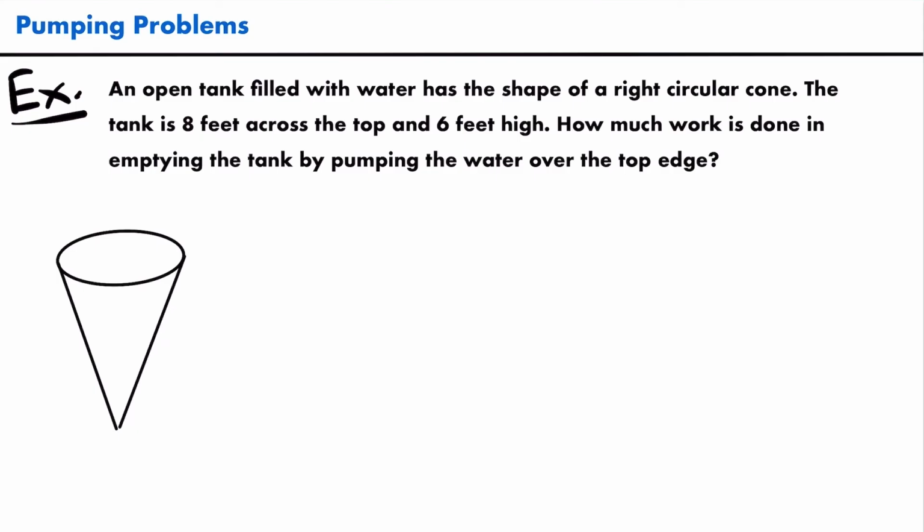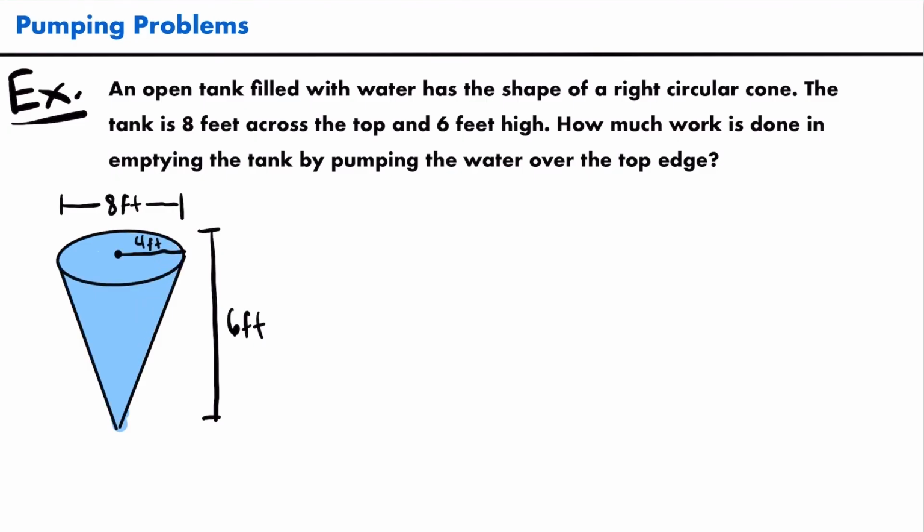All right, and so we're told that this tank is 8 feet across the top. So I'll label that. This is 8 feet, this distance right here, which by the way means that the radius of our cone is going to be 4 feet, because that's half of 8 feet. And we also know that the tank is 6 feet high. So we know that this distance right here is 6 feet. All right, and then we also know that this tank is filled with water, and so I'm going to represent that by shading in the entire cone so that we know that the entire tank is filled with water.